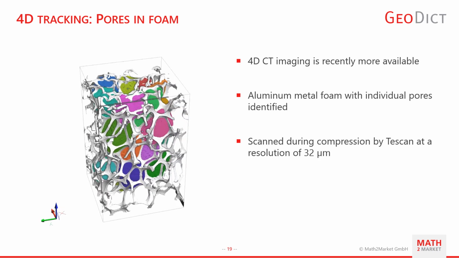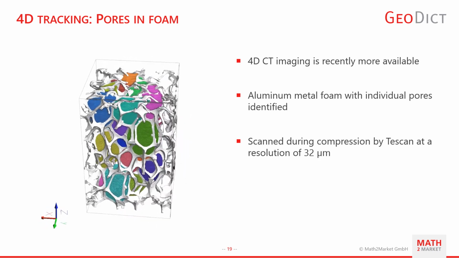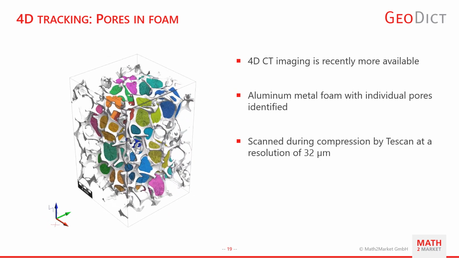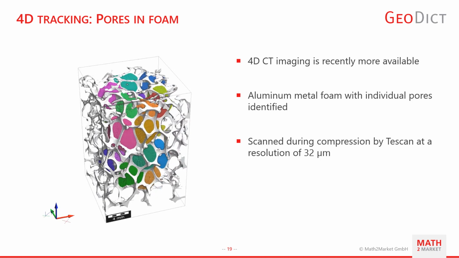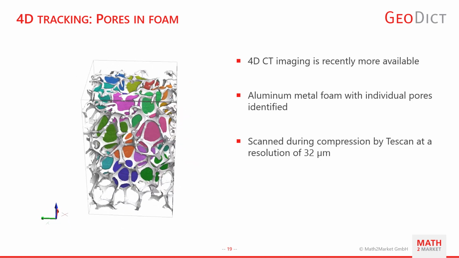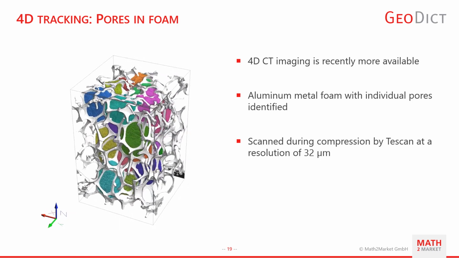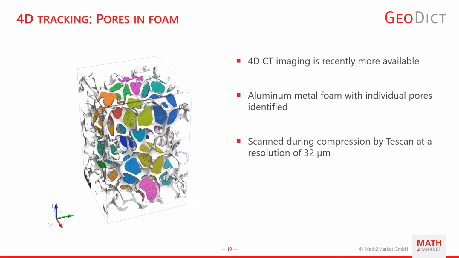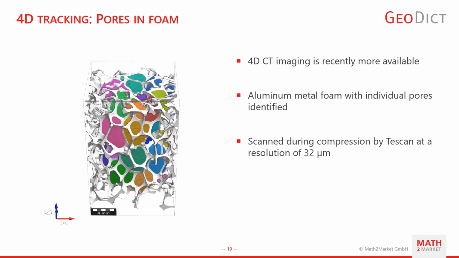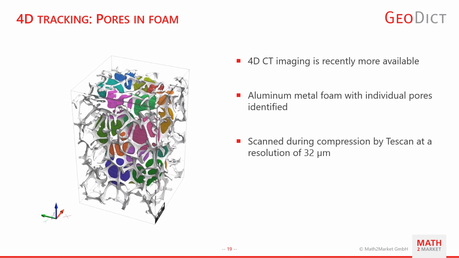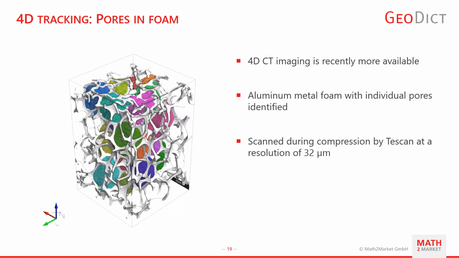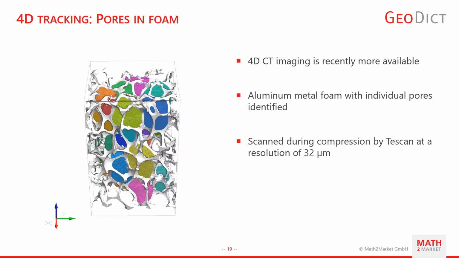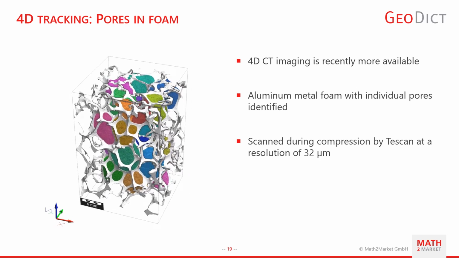One last topic I want to talk about is the 4D tracking in dynamic CTs or synchrotron images. In recent years, 4D CT imaging is becoming more and more available. There are now lab-based systems where you can do 4D imaging, and you don't actually need to always go to a synchrotron to do it. For example, here we have an aluminum metal foam. We have identified the individual pores in that foam. You can see the colorful blobs on the inside.